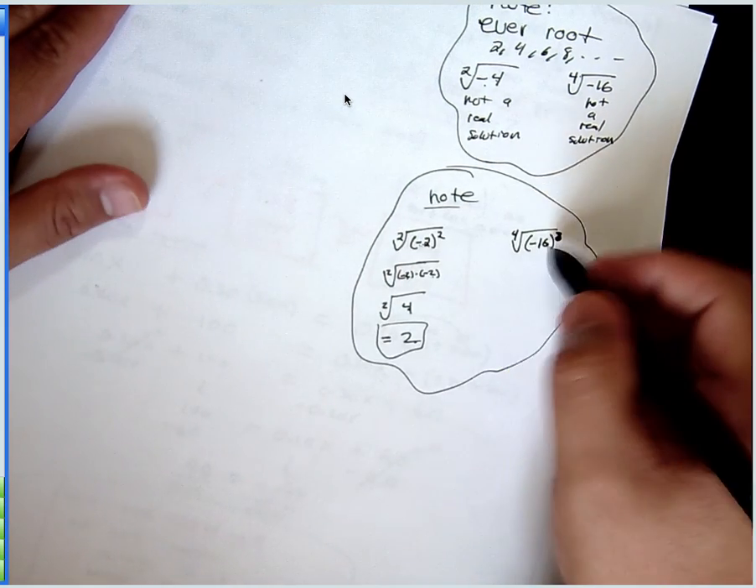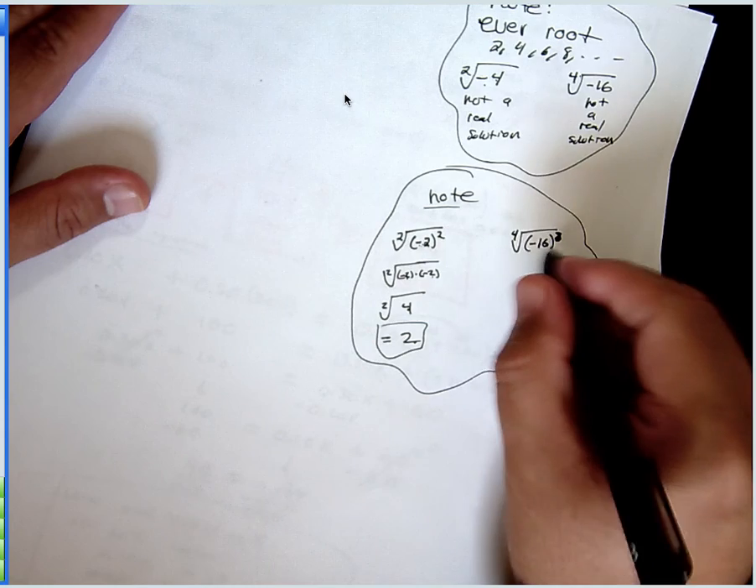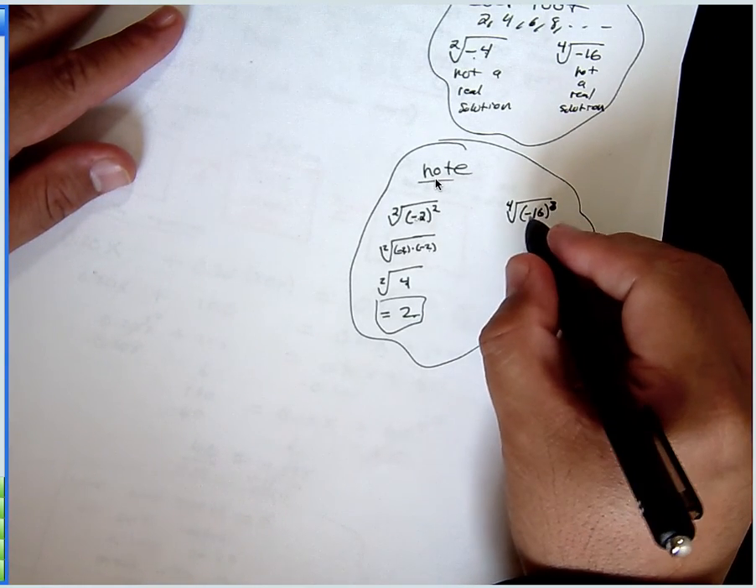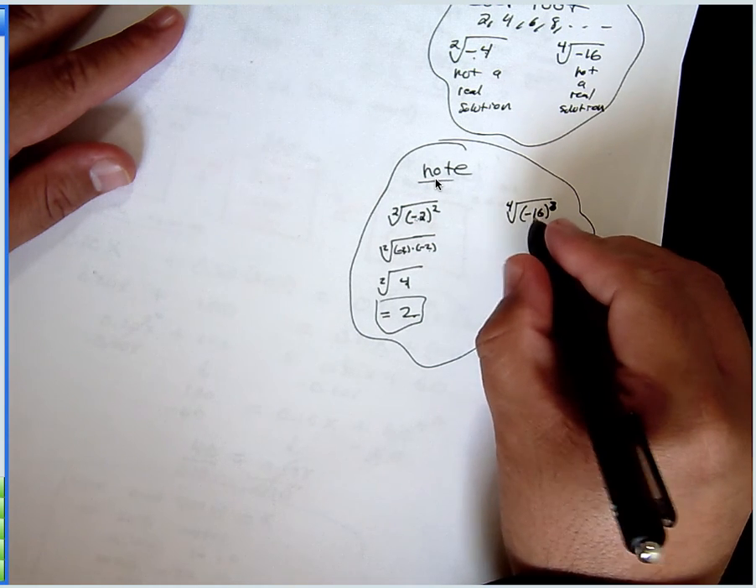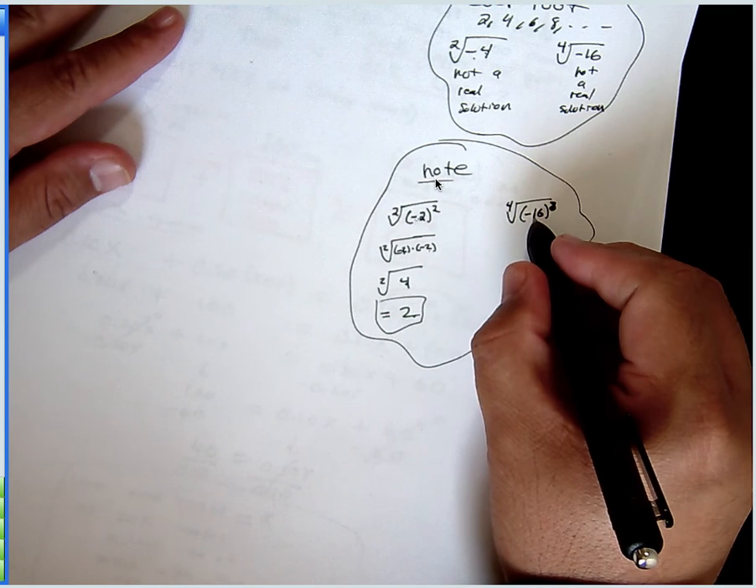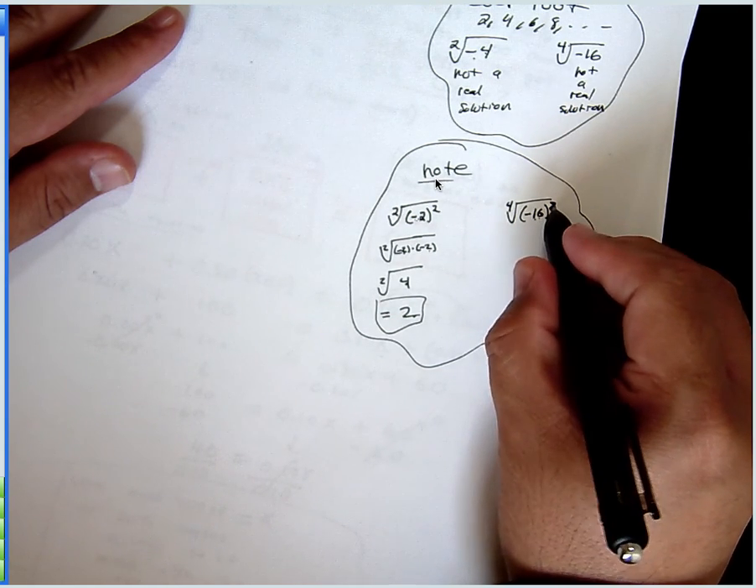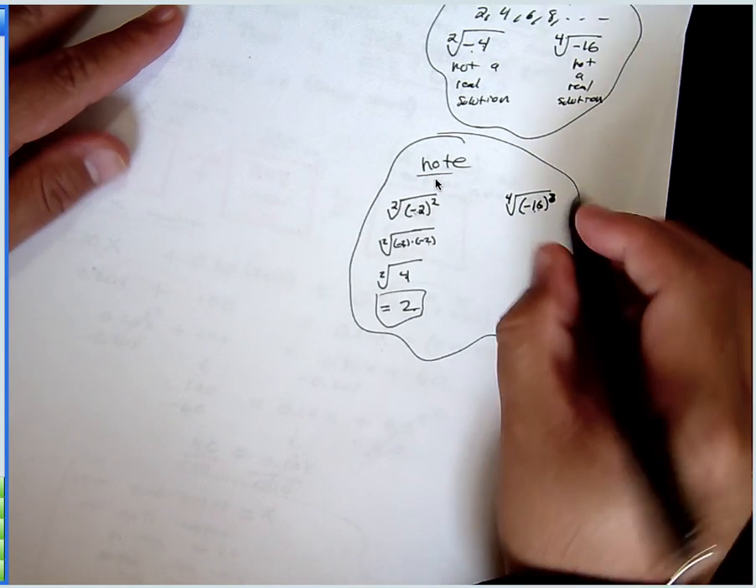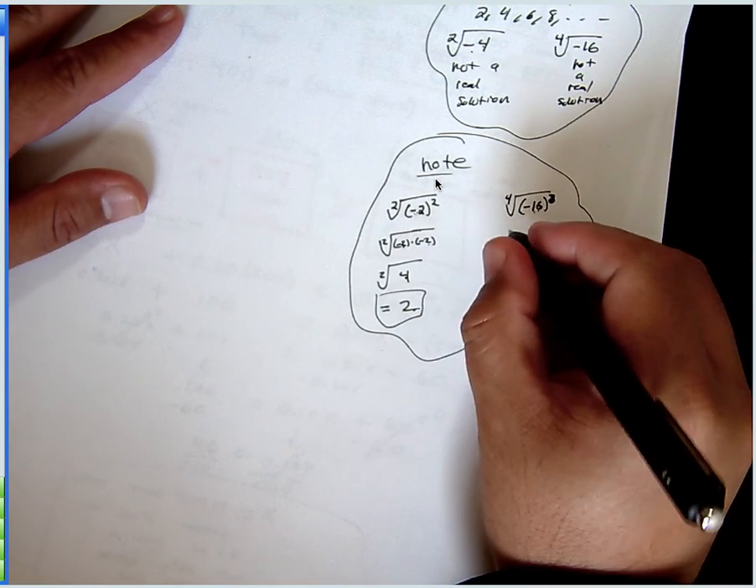Just be careful with this. When there's a parenthesis, don't assume it doesn't have a solution. You still have to go through this. This one, if there's a parenthesis, will also have a solution, because if you multiply negative 16 eight times, this would give you a positive number, and this is how you find it.